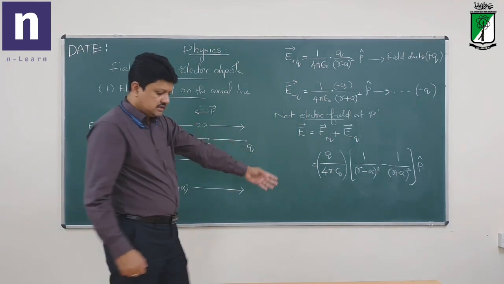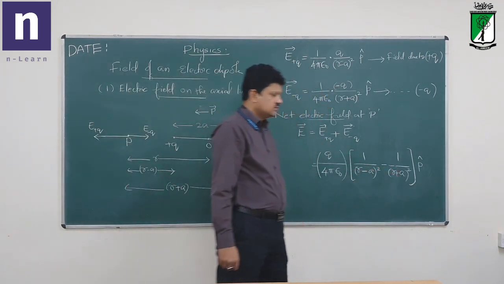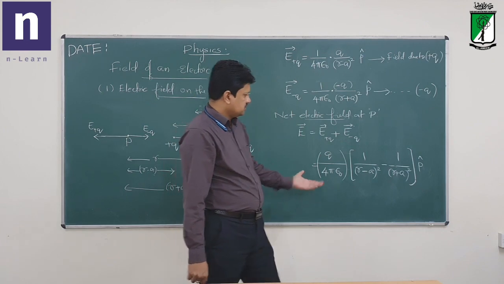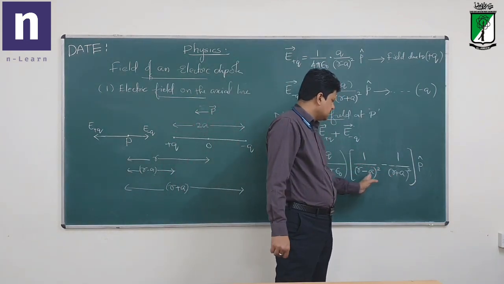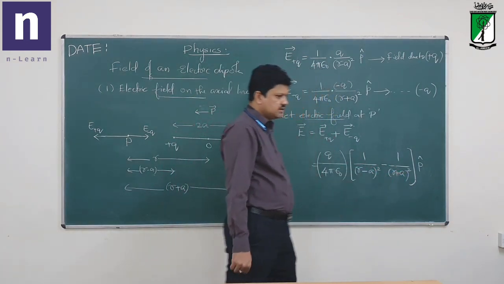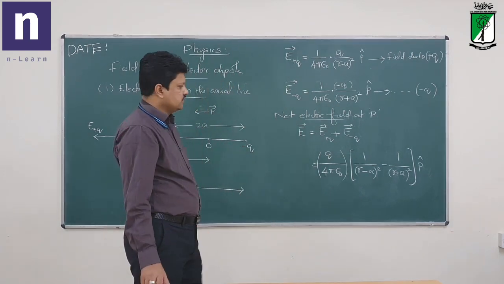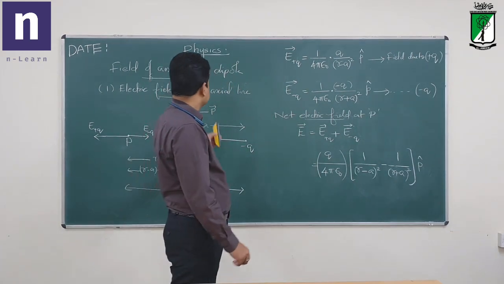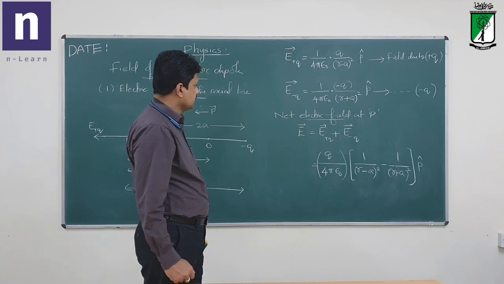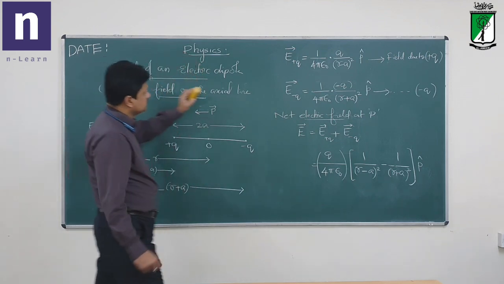Now let us take the LCM of these two. The product of these two is the LCM, that is r minus a whole square and r plus a whole square. So which will be, let me just remove this.